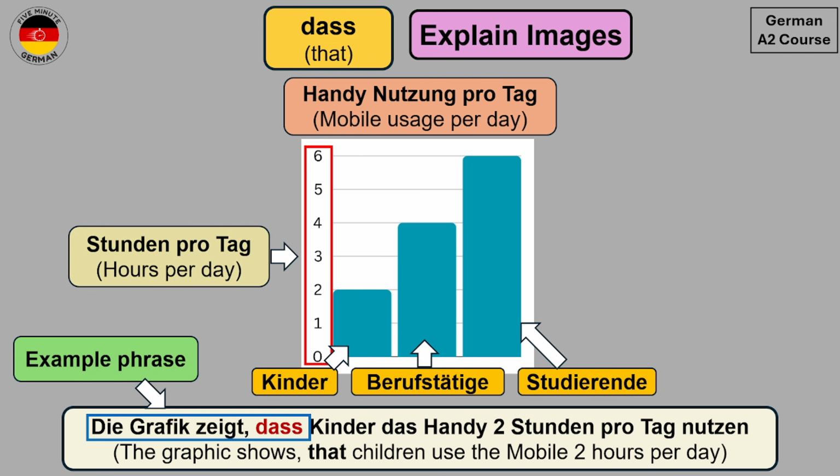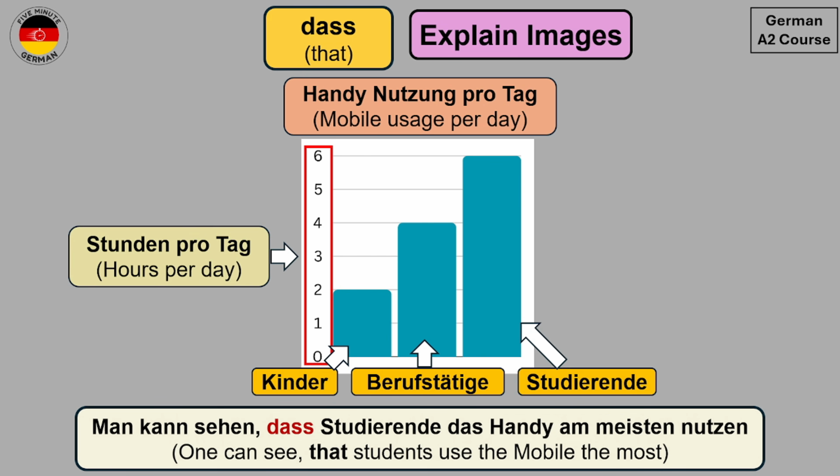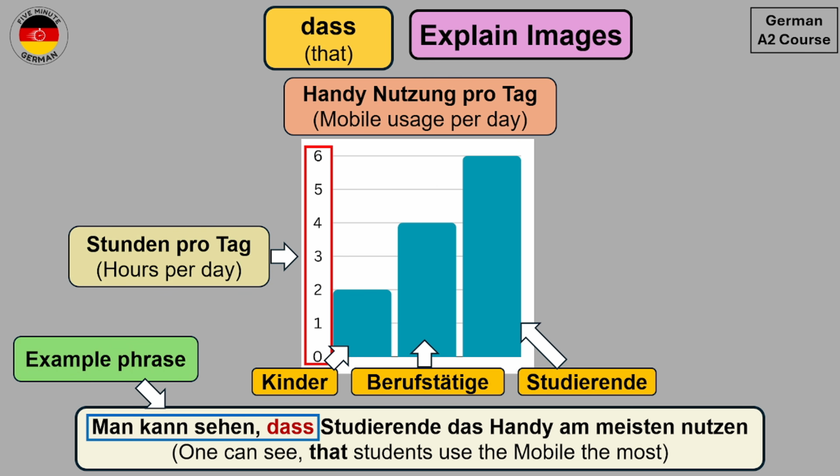Let's take another example with the same image. So I can say, Man kann sehen, dass Studierende das Handy am meisten nutzen. One can see that students use the mobile the most. So again you see how we have used thus with this example phrase to explain the image. So this is another use of thus, which will be helpful for you whenever you want to explain any image or any picture, graph, etc.